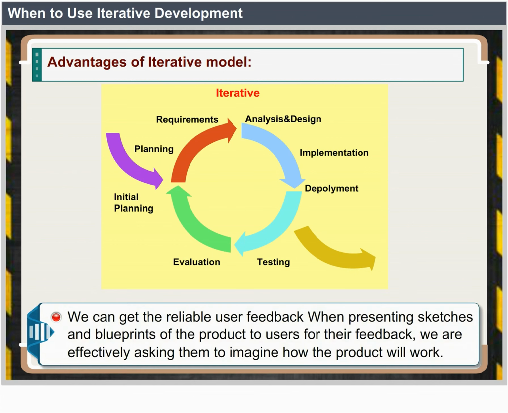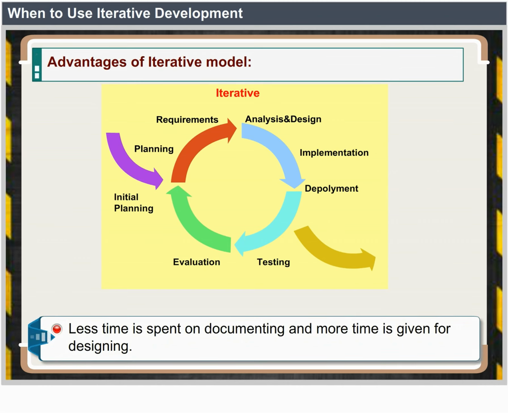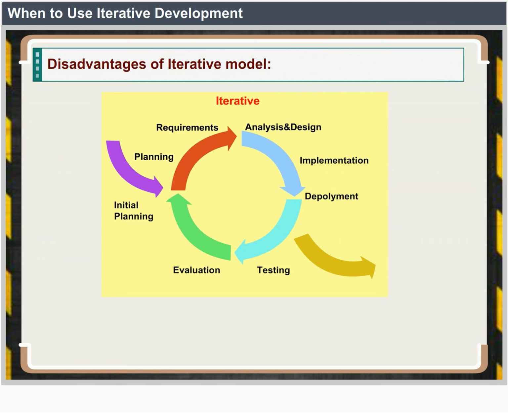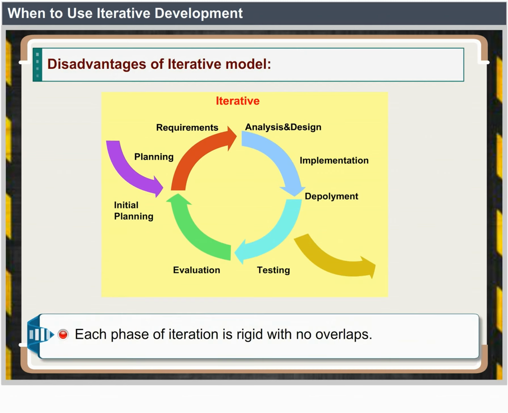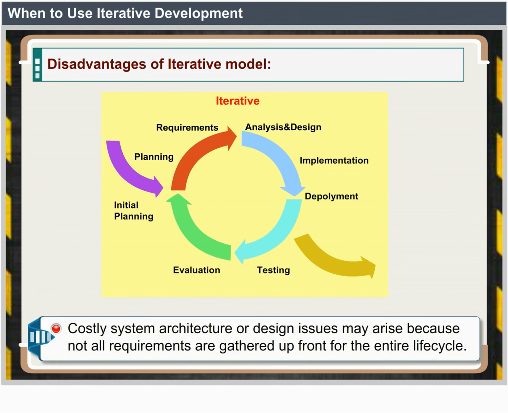We can get reliable user feedback when presenting sketches and blueprints of the product to users for their feedback. We are effectively asking them to imagine how the product will work. Less time is spent on documenting and more time is given for designing. Disadvantages of the iterative model. Each phase of iteration is rigid with no overlaps. Costly system architecture or design issues may arise because not all requirements are gathered upfront for the entire life cycle.